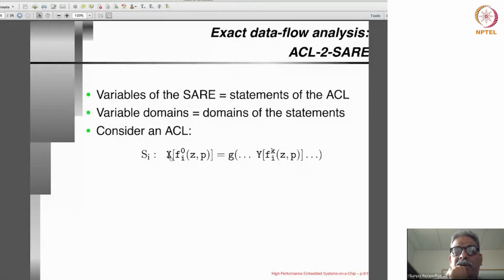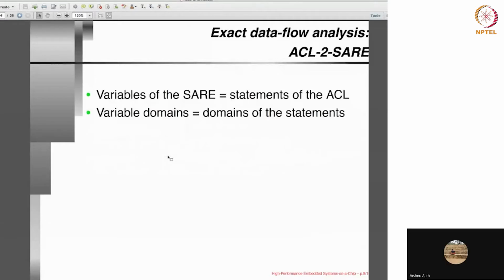You're still seeing my PDF, right? Yes, but without the line. So the last line now is variable domains is domain of statements.